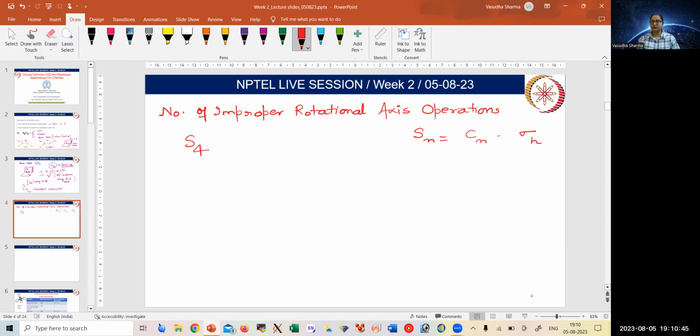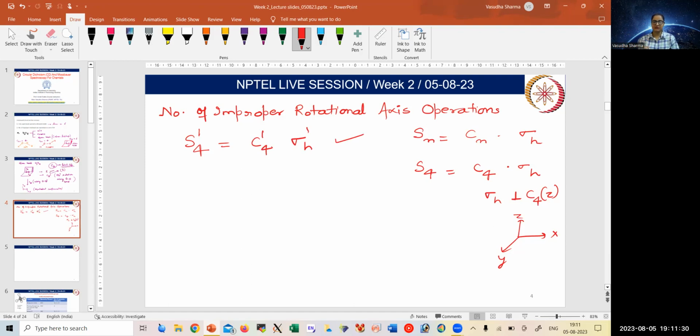That sigma h is perpendicular to your Cn, the proper axis of rotation. So if I'm taking S4, with respect to this n, that would be C4 into sigma h. That sigma h is perpendicular to your C4. Say for example, I'm taking the z-axis where the C4 is along the z-axis, and sigma h would be your sigma xy. So considering the S4 to the power 1 operation, we have to do the operation until it comes to identity. So S4^1 would be C4^1 into sigma h^1.